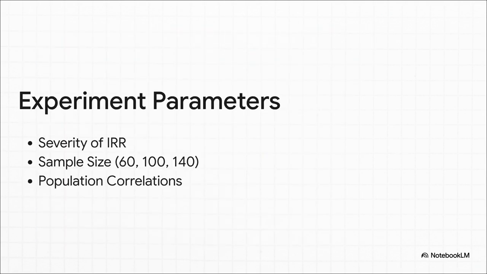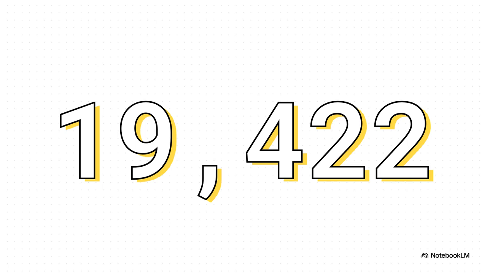So inside this virtual lab, the researchers played with everything. They cranked the severity of IRR all the way up and dialed it all the way down. They tested different sample sizes to reflect what real-world studies look like, and they systematically changed the true strength of the relationships between all the variables. They did all this just to make sure their experiment was as close to the messy reality of research as possible. And we're not talking about just a few scenarios here.